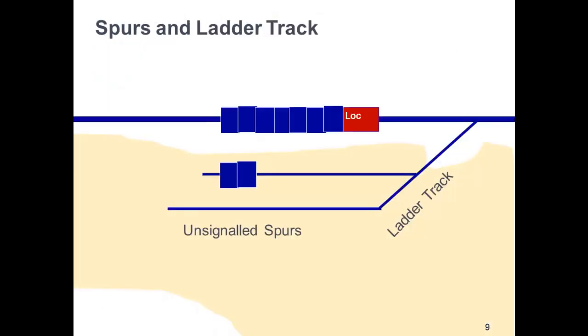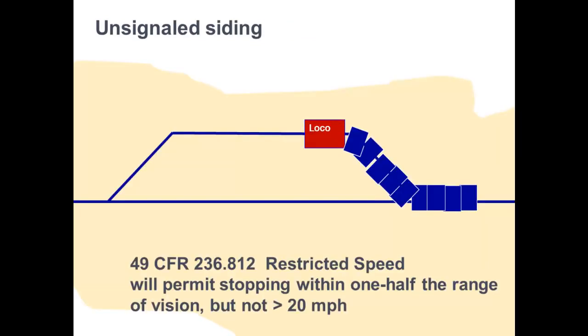So on this next slide, we see spurs and ladder track, often in industrial areas. Yes, typically these are unsignaled spurs with hand-thrown turnouts. A spur is a piece of track connected to another track at only one end. A ladder track connects two or more of these spurs. And here we see an unsignaled siding.